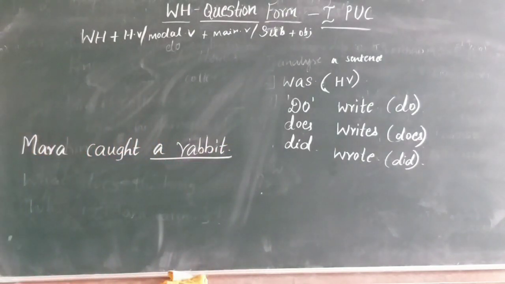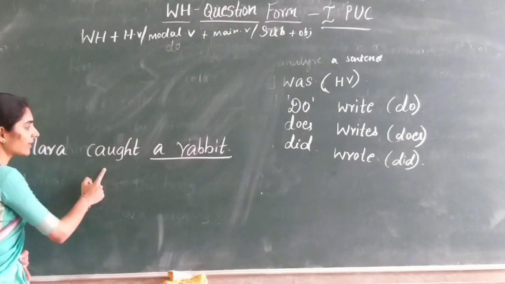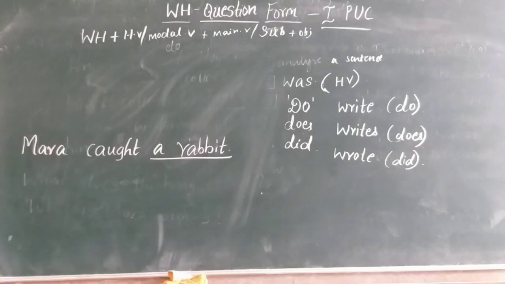Look at this sentence. Mara caught a rabbit. Analyze the sentence. Identify if there are any helping verbs or modal verbs. Do you find any? No. When you don't have helping verb or modal verb, then we have to focus on the main verb of a sentence. So here, which is the main verb? Mara is subject. So caught is the main verb. So what is the present tense of caught? Catch. So that you have to remember.